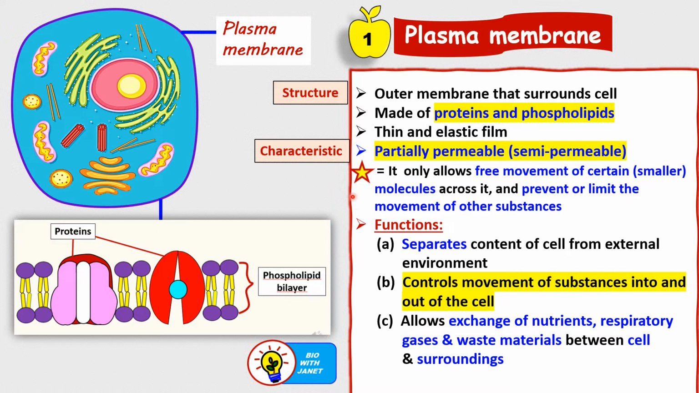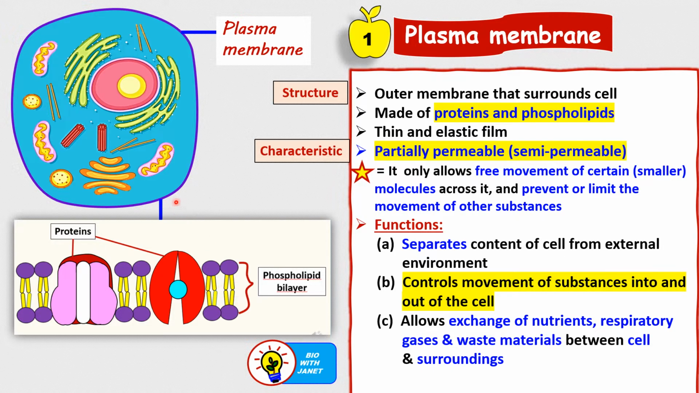Okay, so here we just need to know that the plasma membrane is made up of proteins or protein molecules like these, which act as the gateway to allow certain substances to move into the cell. And then it is also made up of phospholipids, which is a type of molecule that contains phosphorus and lipids in it. Okay, so this is the phospholipid bilayer.